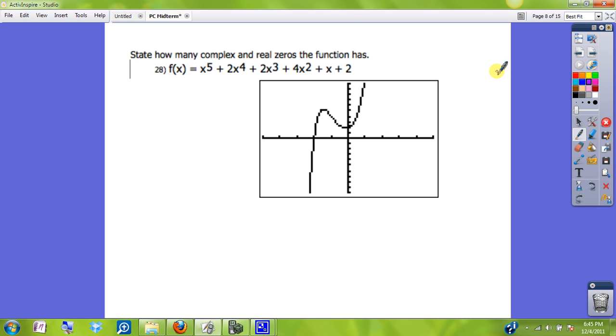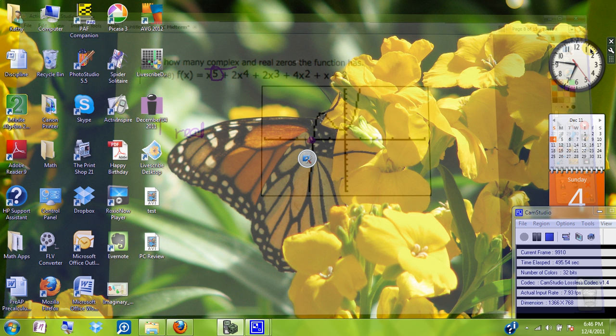All right, and number 28, how many complex and real zeros does the function have? I really didn't have to use the graphing calculator to figure out how many complex, because the fundamental theorem of algebra says that whatever the degree of the equation is, then that's going to be the number of complex zeros. So there's 5 complex zeros, but only one of them is real, because the real zeros are going to be found by looking for the x-intercepts, and there's only one. So there's 1 real and 5 complex. That means there's 4 imaginary.